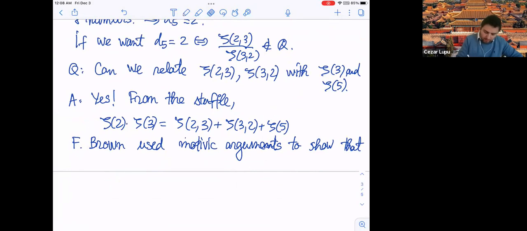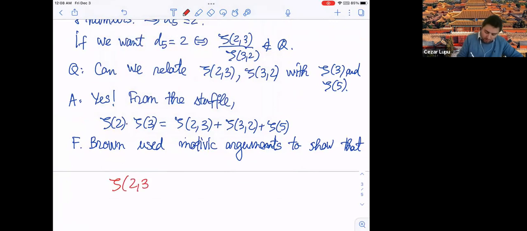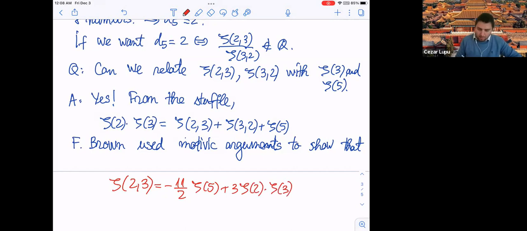Right, let me write them like this. Zeta of 2, 3 is negative 11 over 2 zeta of 5 plus 3 zeta of 2 zeta of 3, and zeta of 3, 2. We have also, this is negative of 9 over 2 zeta of 5 minus 2 zeta of 2 zeta of 3. I think it's, oh my God, it's the same thing.